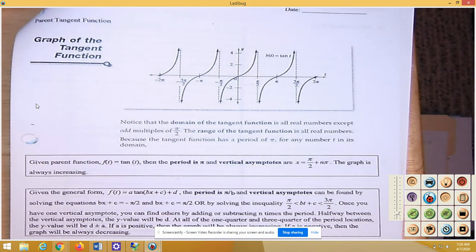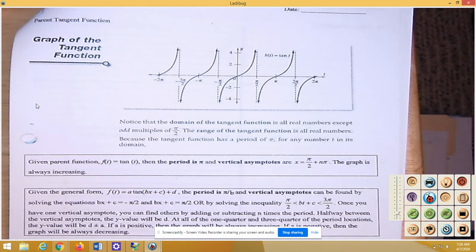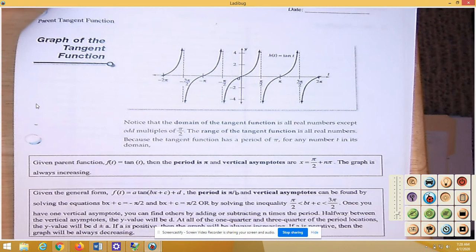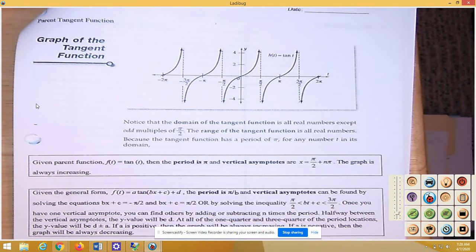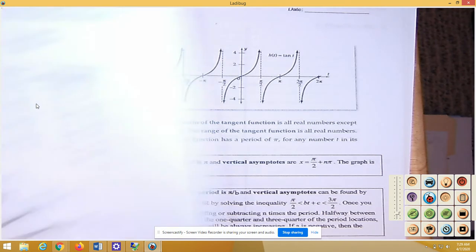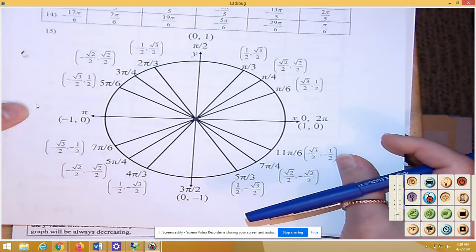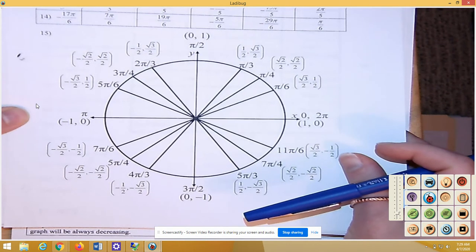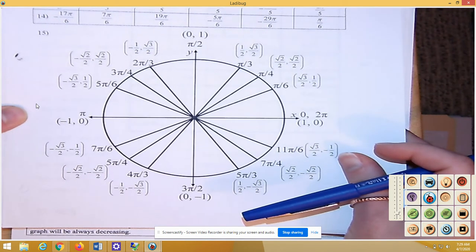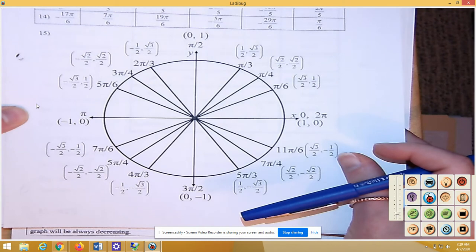In this video, we're going to be looking at the graph of the tangent function. It's quite a bit different than the other sinusoidal functions, and it really goes back to our unit circle. So I'm going to show you a unit circle here, and remember that sine pertains to y, cosine pertains to x, and tangent is the ratio of y over x.